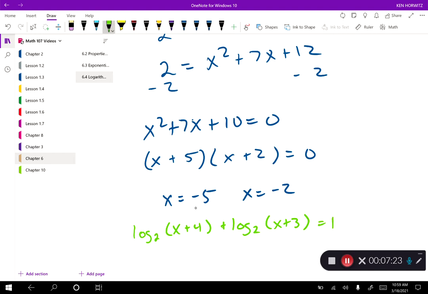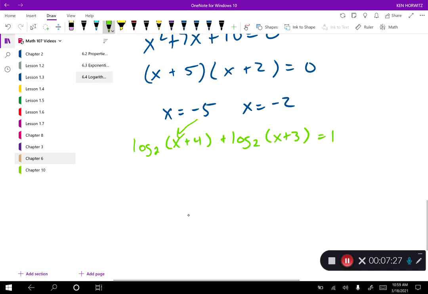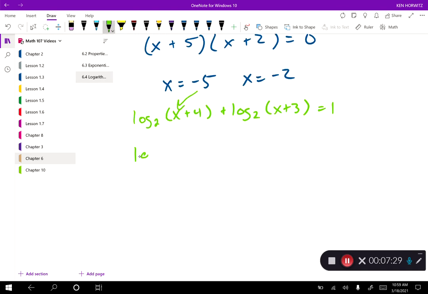Now if I take negative 5 and I plug it in there, I get log base 2 of negative 1. Now remember, the number inside here can't be negative. It's not in the domain. Therefore, x equals negative 5 is not a solution.